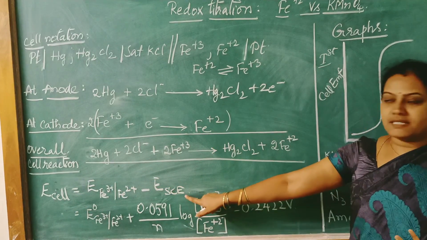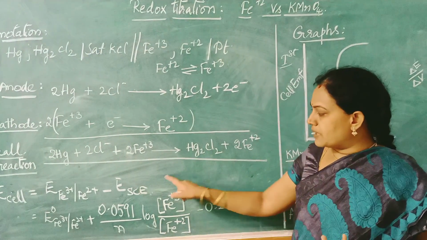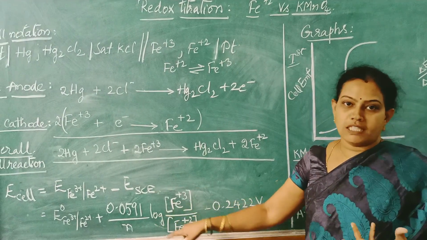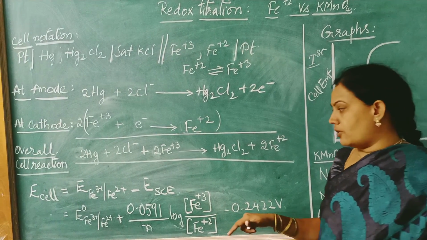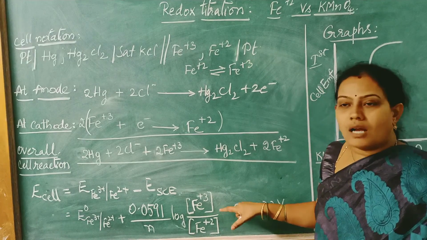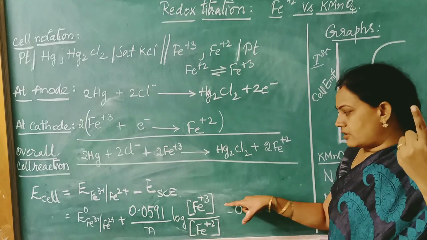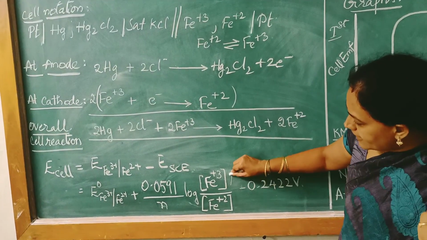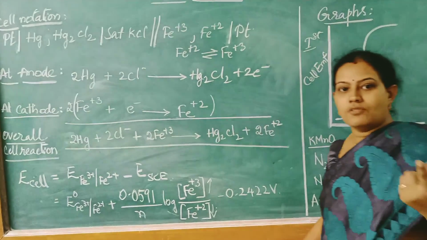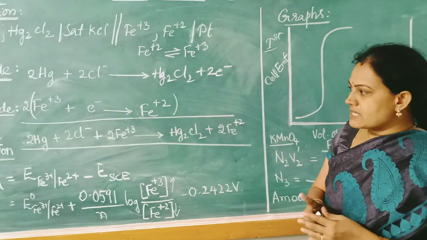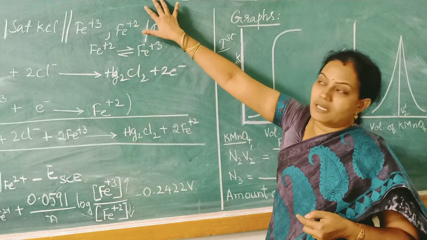Because this is going to be a standard value, the value changes over here, thus bringing an increase in the value of total EMF of the cell. This is going to be a continuous increase in the value of EMF, because on continuous addition of KMnO4, there is going to be a continuous rise in the concentration of ferric ions and a continuous decrease in the concentration of ferrous ions.